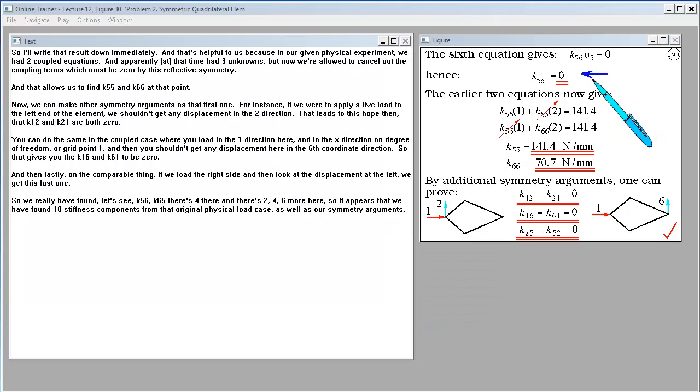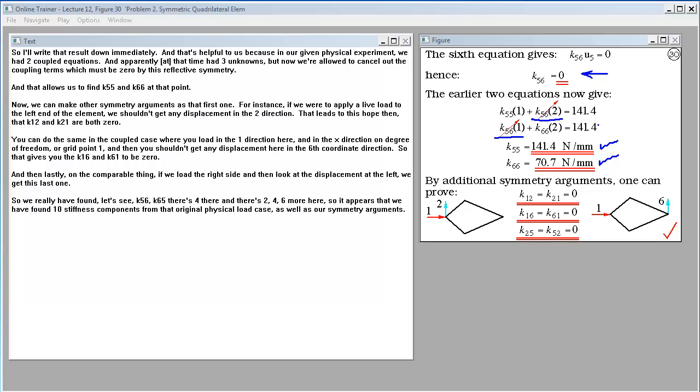And that's helpful to us because in our given physical experiment we had 2 coupled equations, and apparently at that time had 3 unknowns, but now we're allowed to cancel out the coupling terms, which must be 0 by this reflective symmetry. And that allows us to find K55 and K66 at that point.